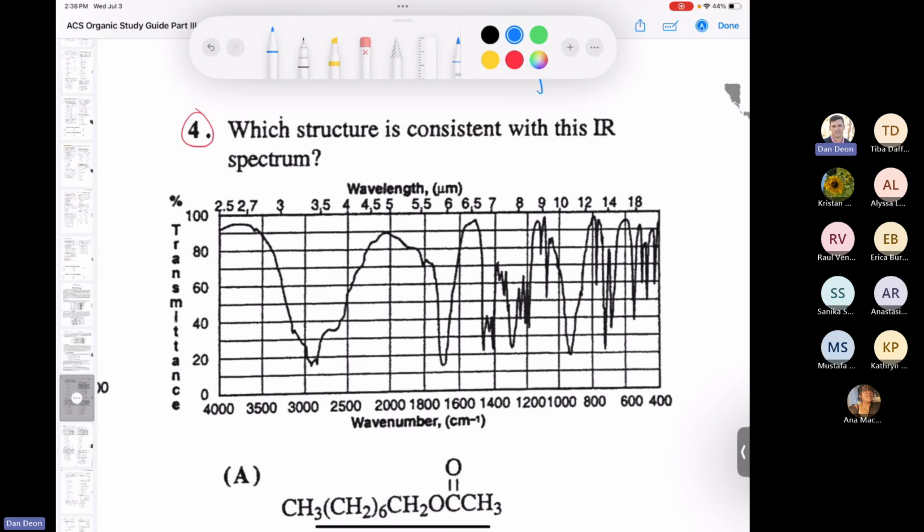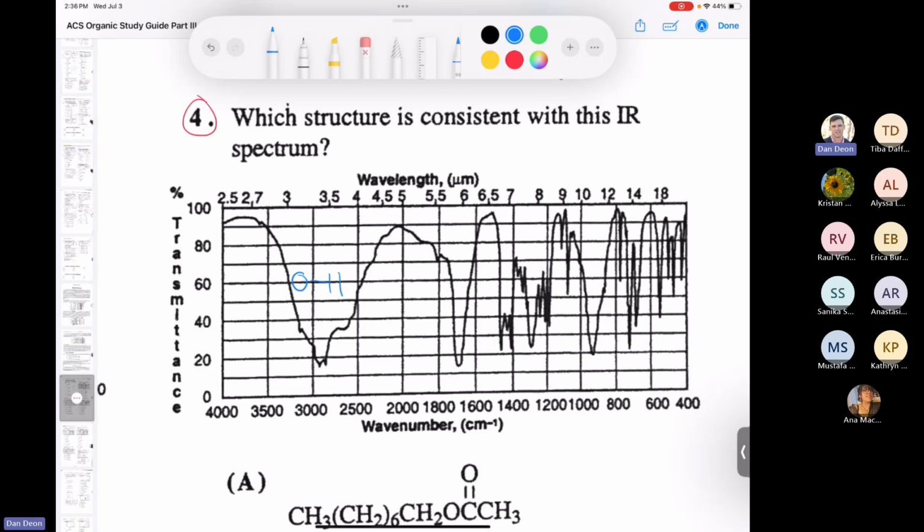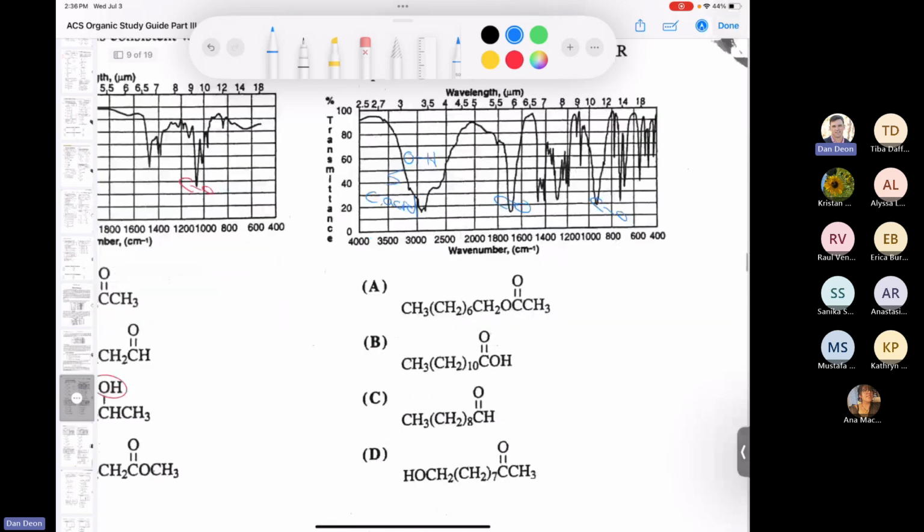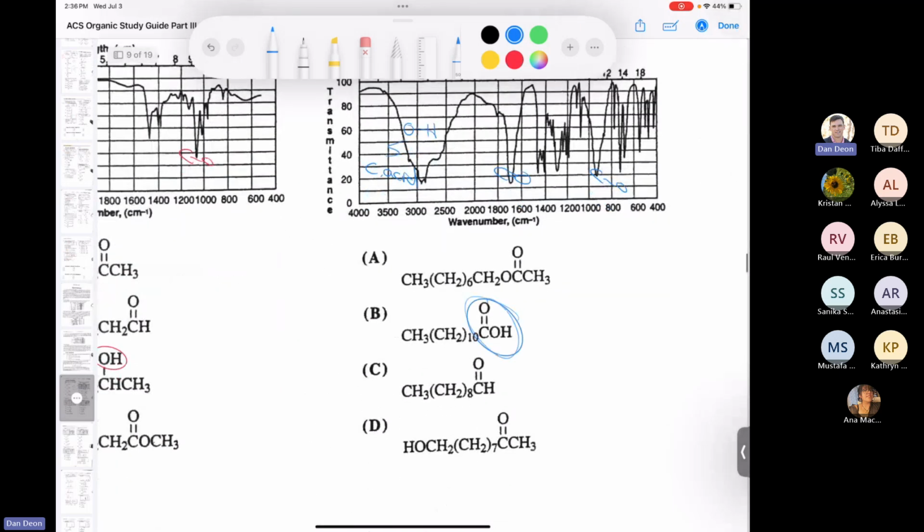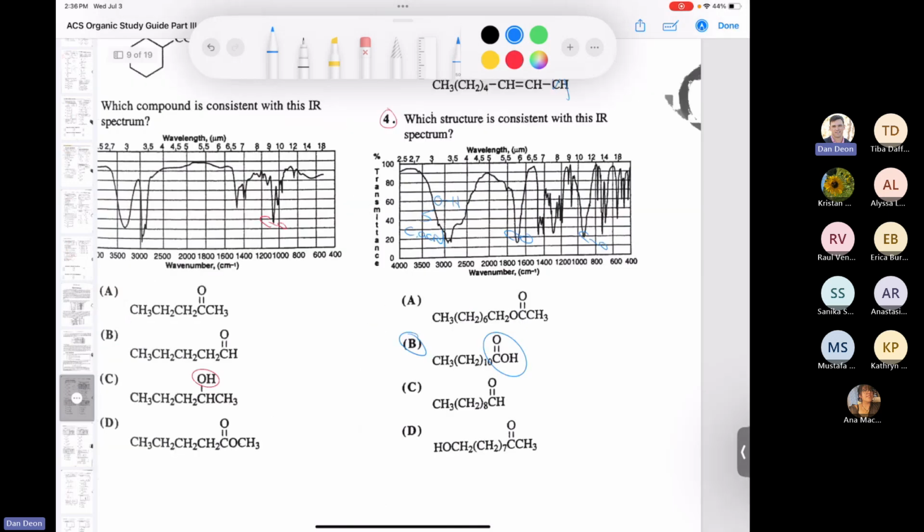Yeah, thanks, Alyssa. Absolutely. You have the OH stretch from a carboxylic acid, so I'll just put C acid here. Right, you have the carbonyl here. This would be the carbon-oxygen stretch, okay? So you look for the one that's the carboxylic acid. The only one is this one, so it must be B.